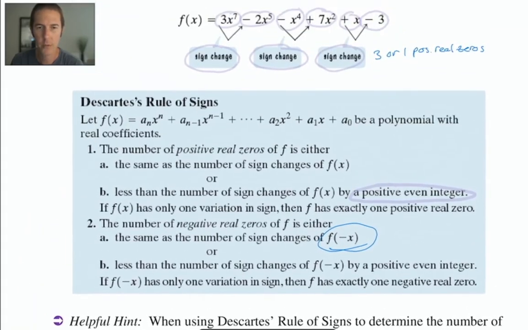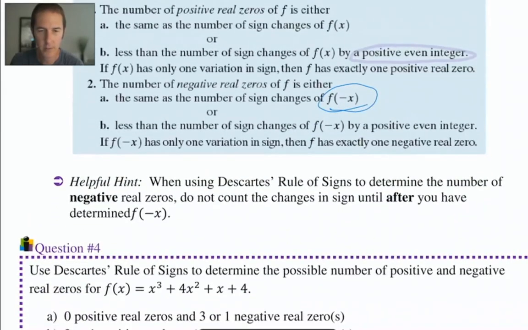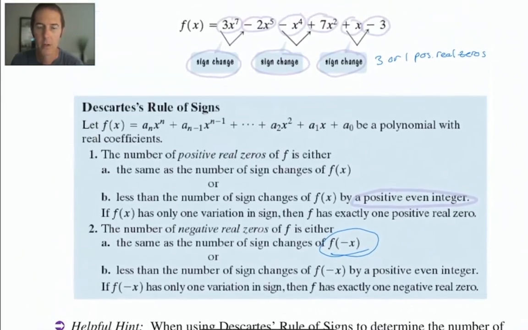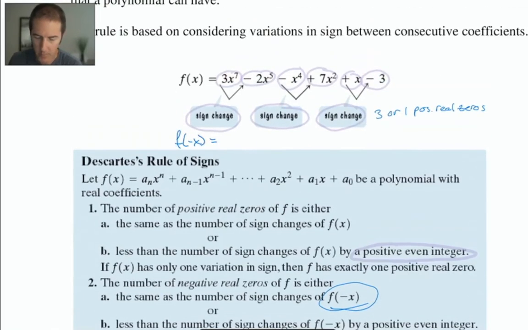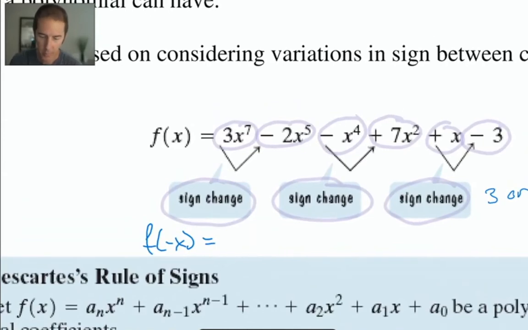Let's just keep working with this function up here. 3x to the 7, that's not the same as this one. That would have been clever. Let's figure out what f of negative x is. F of negative x equals, if I take a negative value and I plug it in here and I raise it to an odd power, it's going to change the sign of that term. So this will become negative 3x to the 7. Plugging a negative x in, raising it to an odd power, is going to change the sign on that term too. So this is going to become positive 2x to the 5.